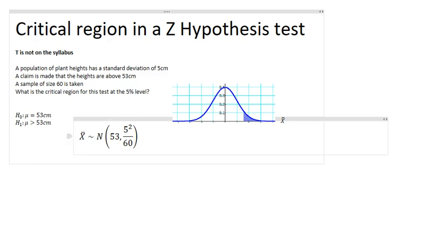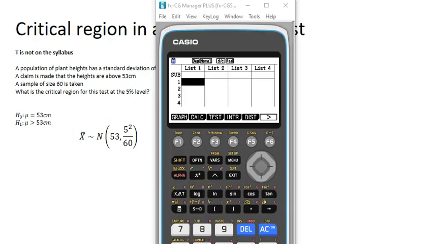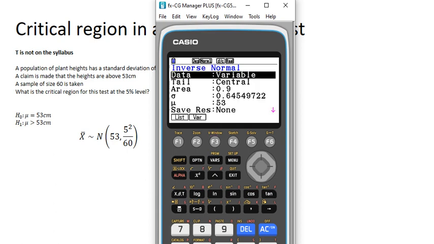We would expect them to have an average of 53 because we always assume the null hypothesis is true. And we know what their variance is because this is the central limit theorem. The central limit theorem is valid because the sample size is big. And so this is all totally fine. All I need to do is an inverse normal. Distributions, normal, inverse normal.